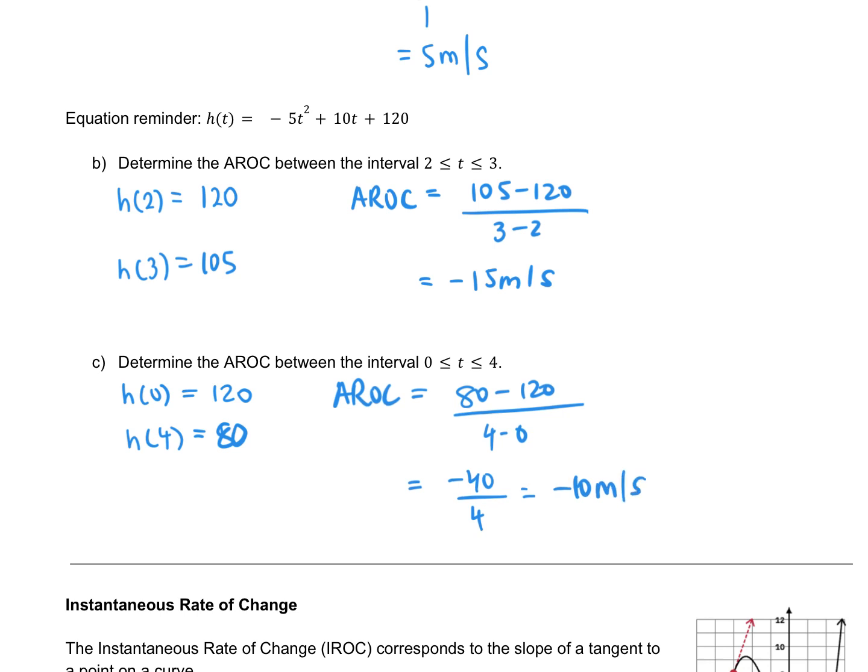So average rate of change, nothing new. It is just grade 9 slope where you're doing y2 minus y1 over x2 minus x1. Sometimes from a graph, so you can read your coordinates from there, or sometimes you have to find them by plugging into an equation.